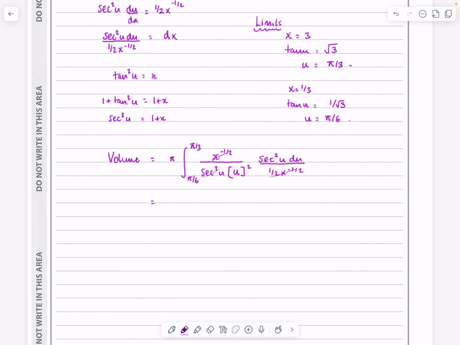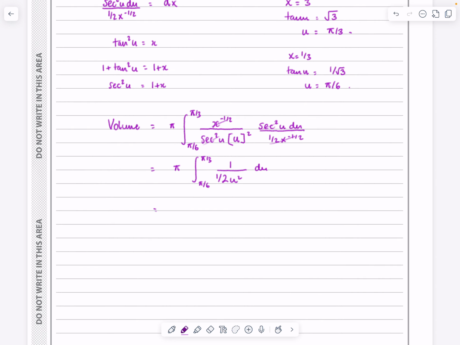So that's going to give me pi, between pi over 3 and pi over 6. Let's say the sec squared goes, what do we get? We'll get 1 over 2 u squared, because that half hasn't gone anywhere. Sorry, 1 over half. Be careful there. 1 over a half, because dividing by a half is the same as timesing by 2. So I'm going to say 2 pi, between pi over 3 and pi over 6, 1 over u squared du.